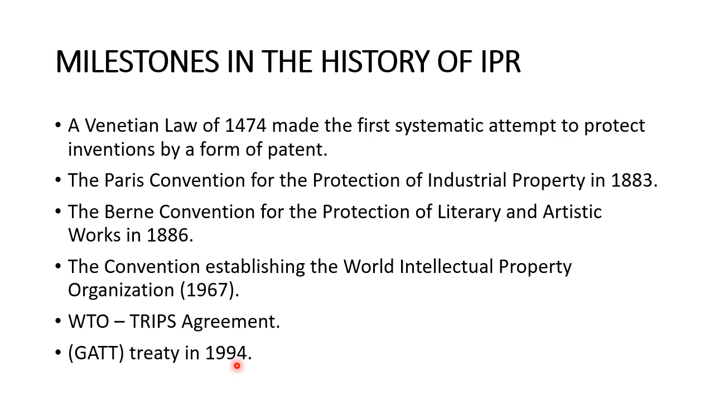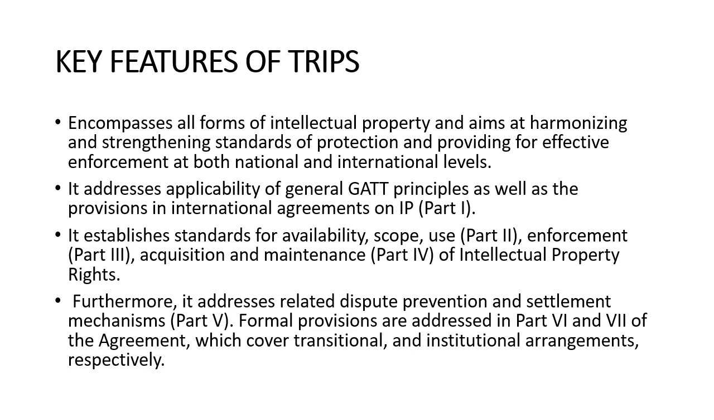As I already mentioned, the TRIPS Agreement is essential when we are considering the intellectual property system. So, let's go through the key features of TRIPS. The TRIPS Agreement encompasses in principle all forms of intellectual property and aims at harmonizing and strengthening standards of protection and providing for effective enforcement at both national and international levels. In this agreement, there is a detailed description of the intellectual properties and how they can be harmoniously maintained. So, this agreement is very crucial.